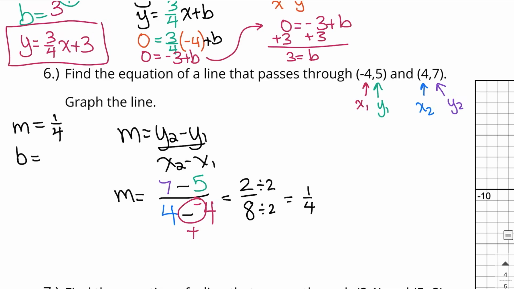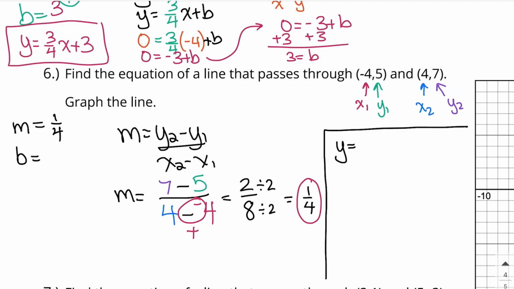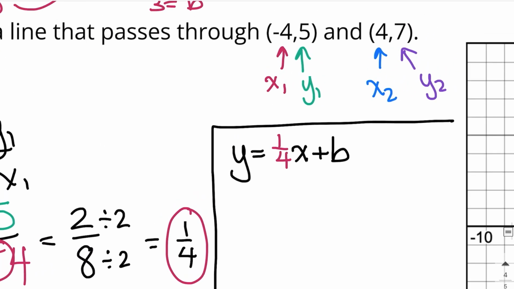But now I have to figure out what my y-intercept is. To find my y-intercept, I'm going to do the exact same thing that I've always done. I'm going to say y equals, and then instead of m, I'm going to replace it with 1/4. So y equals 1/4 x plus b. And then I can plug in either one of these points to solve for b. It doesn't matter which one I plug in. So I could either use -4 and 5, or I can use 4 and 7, but I can't mix and match. So I can't put the -4 with the 7 or this 4 with this 5. It has to be one whole entire point that is already together in a coordinate, okay?